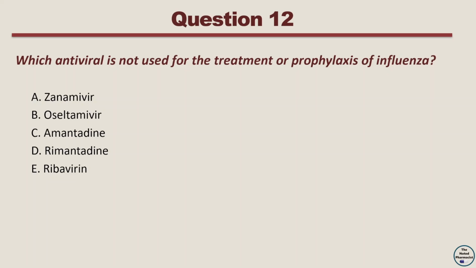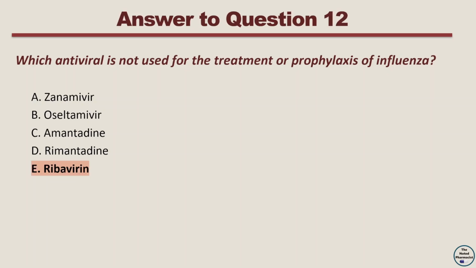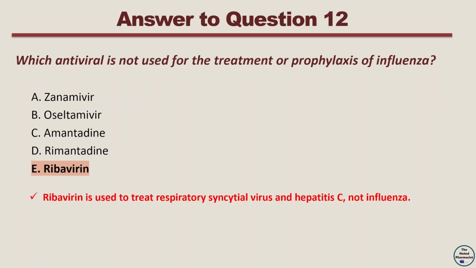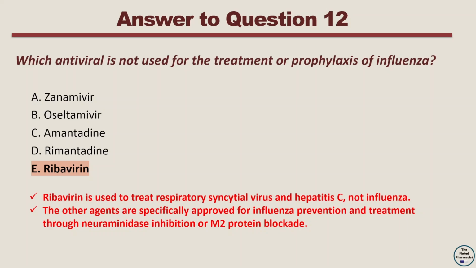The correct answer is option E, ribavirin. This occurs because ribavirin is used to treat respiratory syncytial virus and hepatitis C, not influenza. The other agents are specifically approved for influenza prevention and treatment through neuraminidase inhibition or M2 protein blockade.